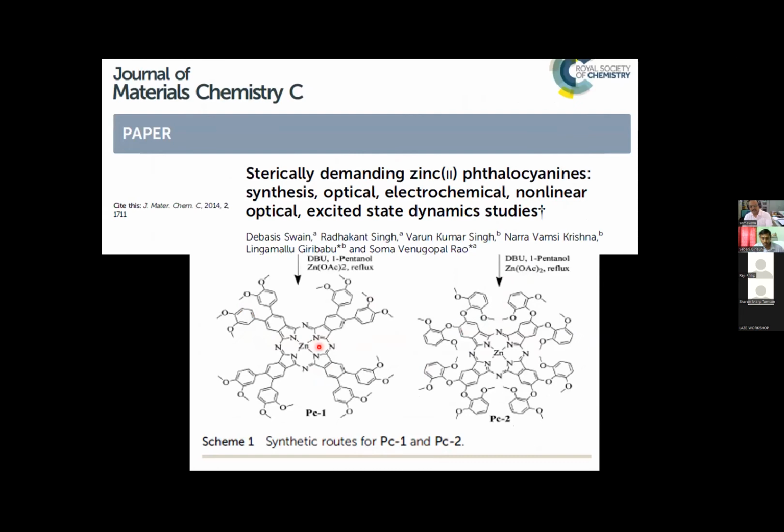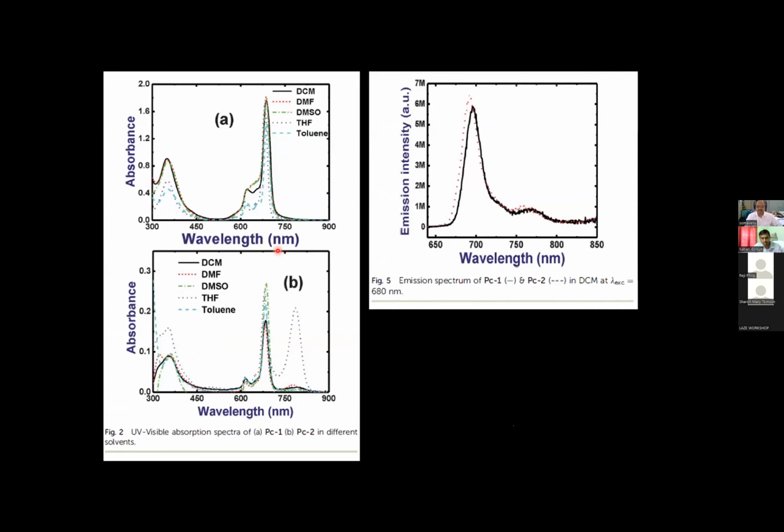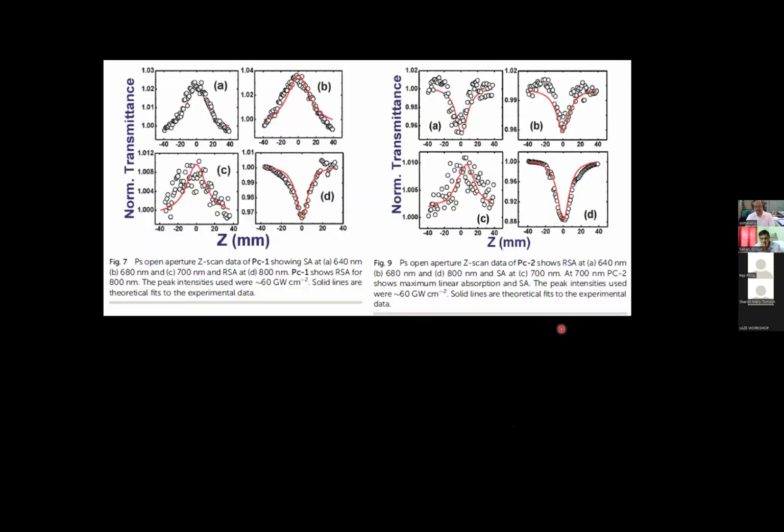Another set of thiocyanins which we have studied are called zinc thiocyanins. These are made by my colleague Giri Babu at IISc. And we have done a series of spectrochemistry studies, looked at the absorption and emission in different solvents. Some of them are emitting, with emission lifetimes of a few nanoseconds. For example, this is what we are showing, a nanosecond fluorescence coming from these molecules. And then we did a series of picosecond Z-scan studies at different wavelengths by tuning the wavelength, 640, 680, 700 nanometers, for the first molecule and second molecule.